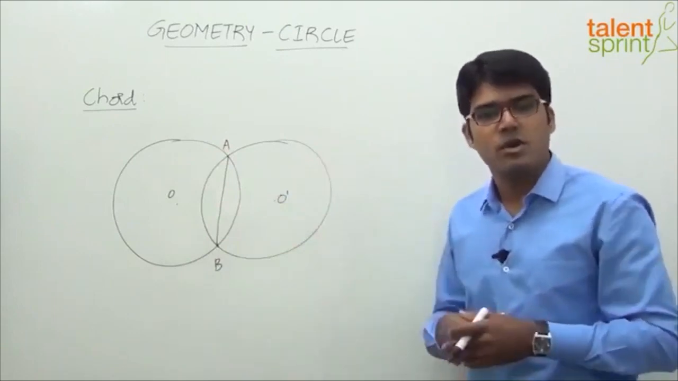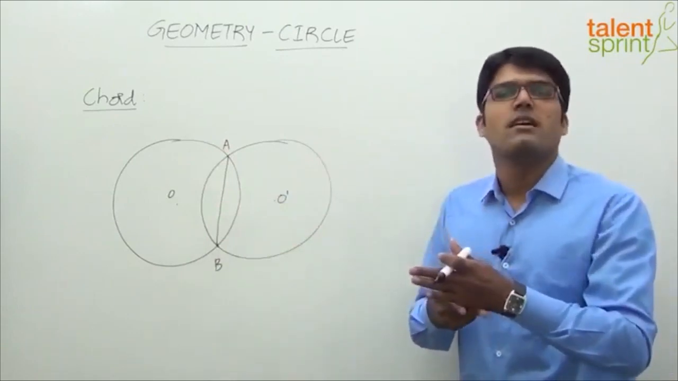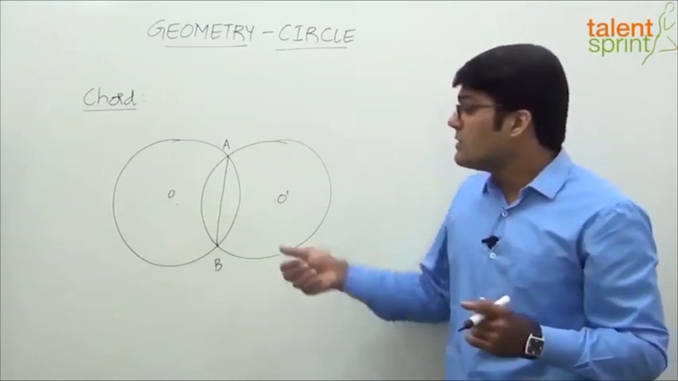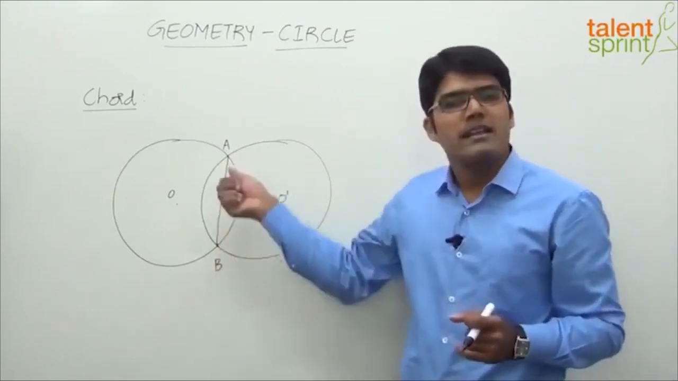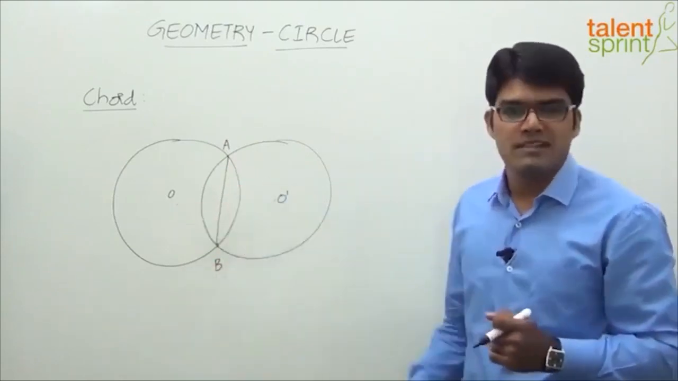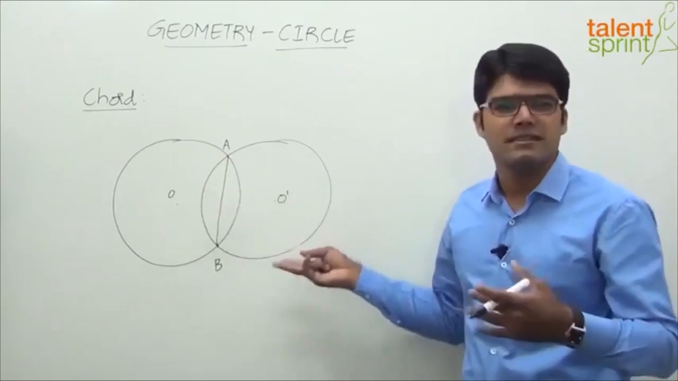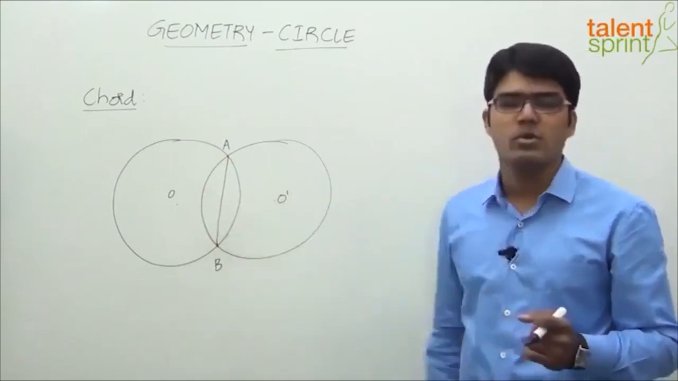And by definition of chord, we know that 2 points on the circumference when connected gives you a chord. So AB is a common chord. Here AB will become a common chord for both the circles, right? Both the circles C and C1, C and C dash, let's say, with centers O and O dash respectively.